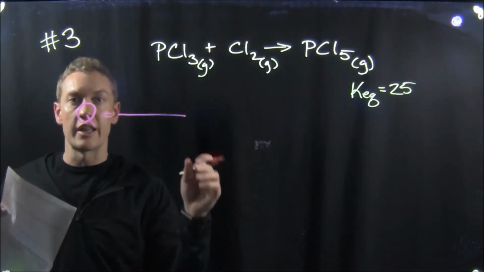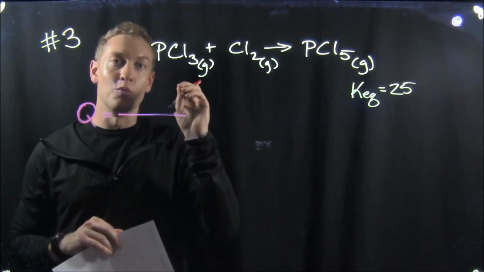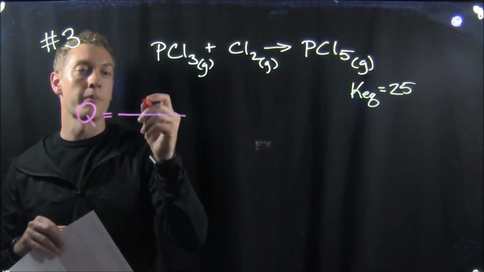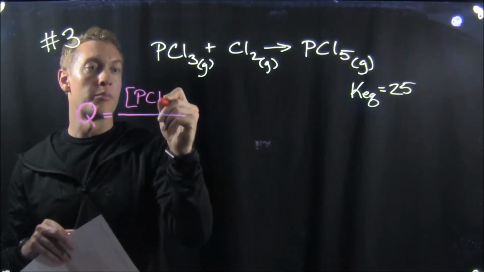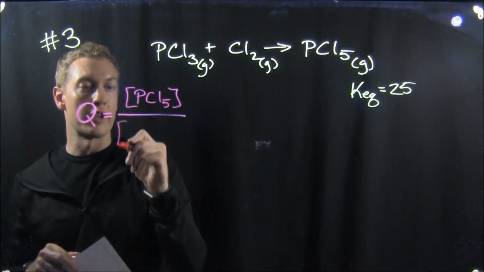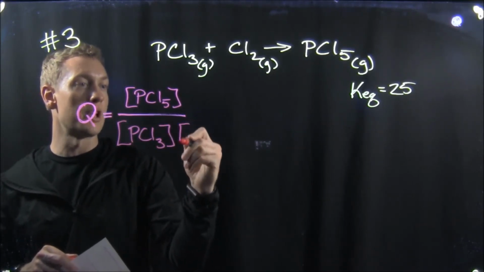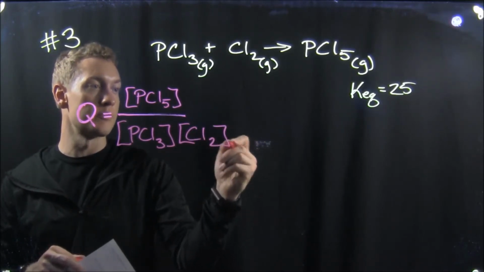The only difference is that KEQ is used exclusively when you know that you're at equilibrium, whereas Q can be used any old time. So Q would equal the concentration of PCl5 over the concentration of PCl3 multiplied by the concentration of chlorine, Cl2.